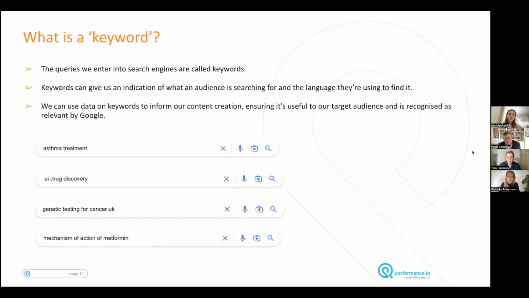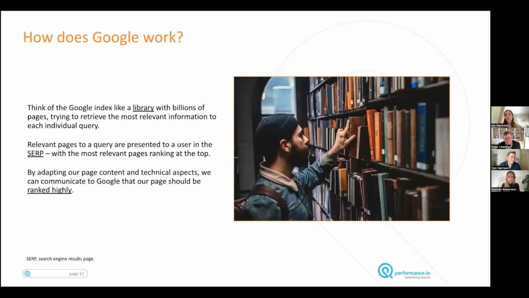But it's not just about understanding what our users are searching for and the language they're using. It's also about how Google is interpreting our page too. So part of what we do is having to unpick the mind of the great search engine. In simple terms, if we think of Google as an index with a library of billions and billions of pages, it's working to find the most relevant information for each query.